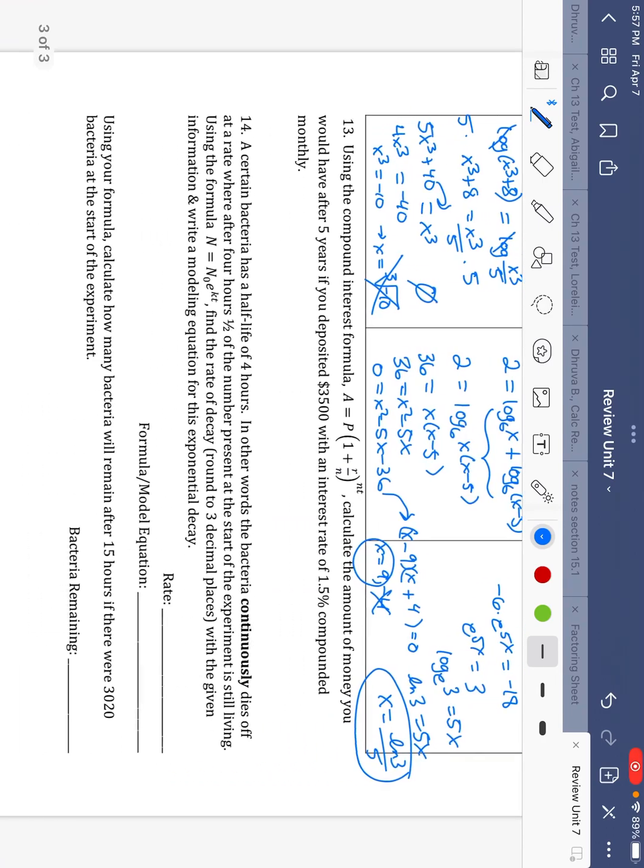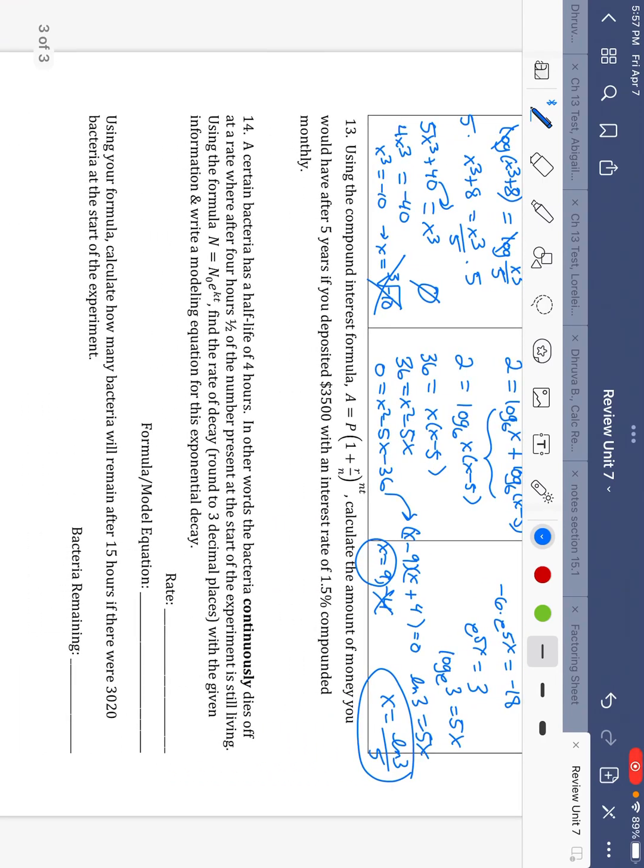Okay. All right, using my compound interest formula here. So remember, P is my principal, R is my rate, N is my number of compounds a year, and T is my time in years. So I'm going to be putting this into my calculator. I got $3,500. 1 plus R. My rate is 1.5%. So I got to change that into a decimal. So it would be 0.015. Remember, I got to move the decimal back 2 places.